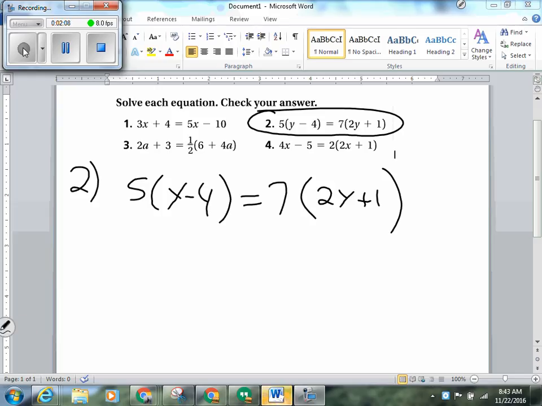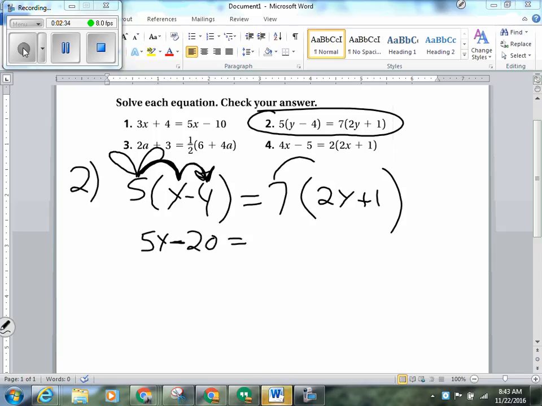Next question, number 2. Number outside the parenthesis, just like we were talking yesterday. Little bunny foo-foo hopping through the forest and multiplying. So 5 times y is 5y. 5 times 4 would be minus 20 equals 7 times 2, 14y, plus 7 times 1, 7. Now we're back to what we were doing in the last problem.